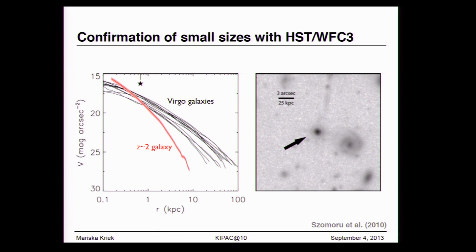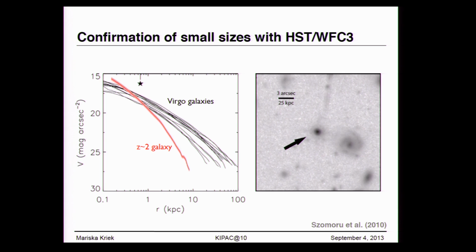So here you see one of those redshift 2 galaxies compared to Virgo galaxies, and you indeed see that the shape, the profile, is really different. It's not that we're only seeing the middle of the galaxy and that's why they look smaller. No, these galaxies are really smaller. Okay, so maybe the sizes are correct, but I already told you masses are really hard to measure, so maybe the masses are just incorrect, right?